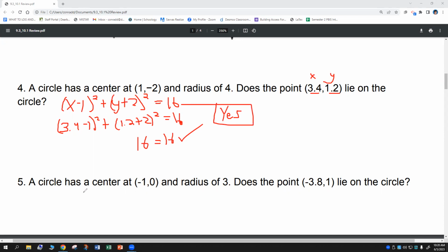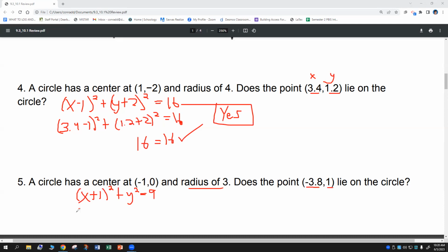All right, same thing for this one. Let's write the equation first. This is going to be (x + 1)² plus (y - 0)², which is just y², and then equals r², which is 9, right? R is 3, so r² is 9.